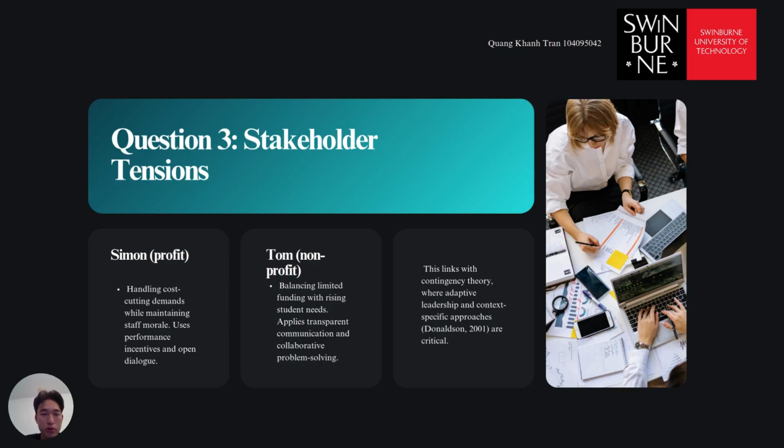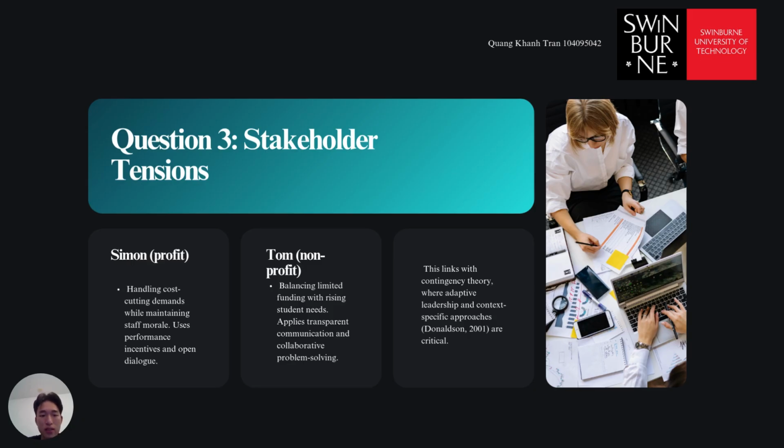Coming to question three, where I asked what stakeholder tensions do you face and how are they managed? Simon shared that the most frequent tension is balancing staff well-being with corporate performance targets. For example, when under pressure to reduce costs, he still tries to maintain team morale through recognition and open communication. And Tom mentioned that a big tension is between rising student needs and limited funding.